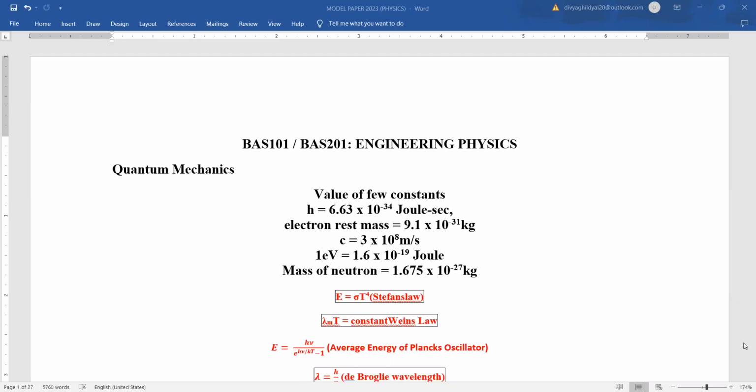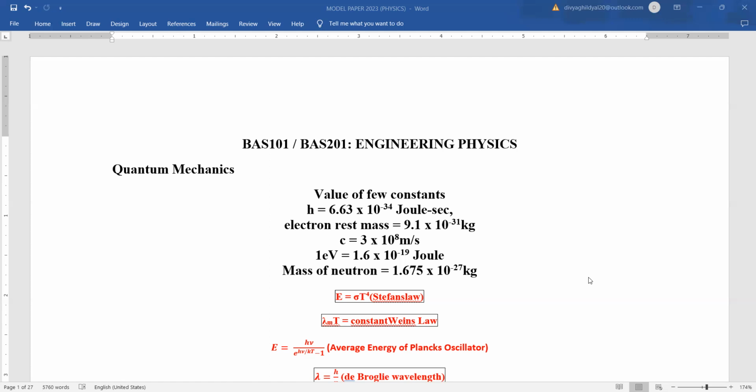Now, the question paper has been divided into a 70 mark paper and you have 5 units to study. Beginning, we will revise all the 5 units quickly, memorize a few constants which we will be requiring to solve the numerical. In case those constants have not been mentioned in the question paper, we should be remembering them, and then quickly we will solve one model paper of 70 marks for the final exam.